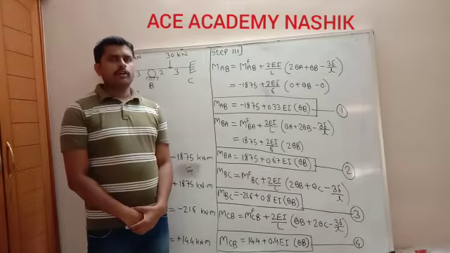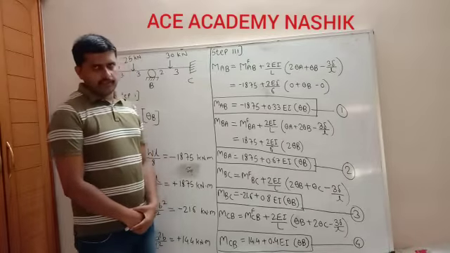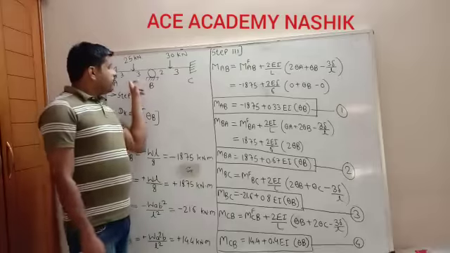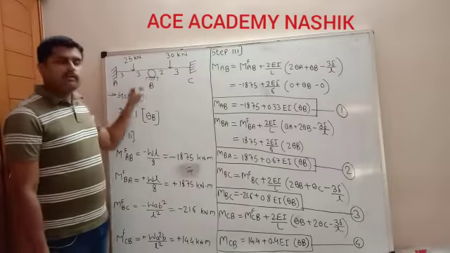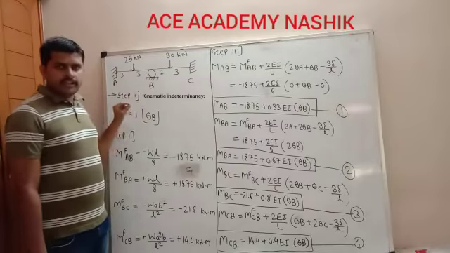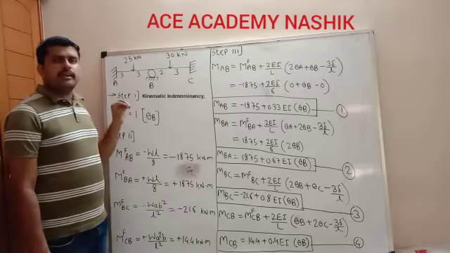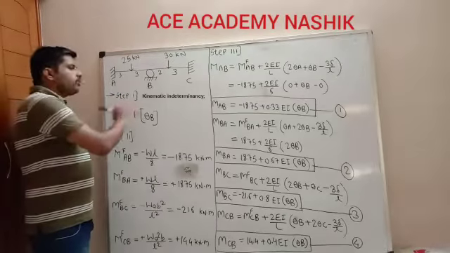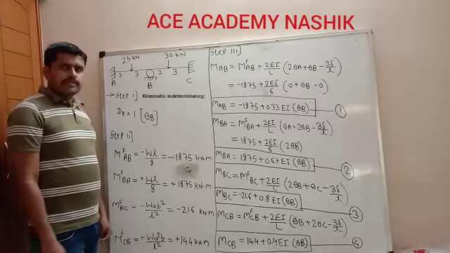Today we are going to solve an example on the slope deflection method. The question is: analyze the given continuous beam by the slope deflection method. Take EI constant. To solve this we will require 5 steps.